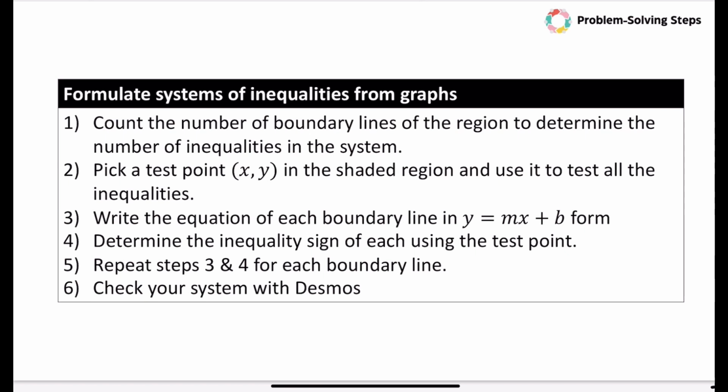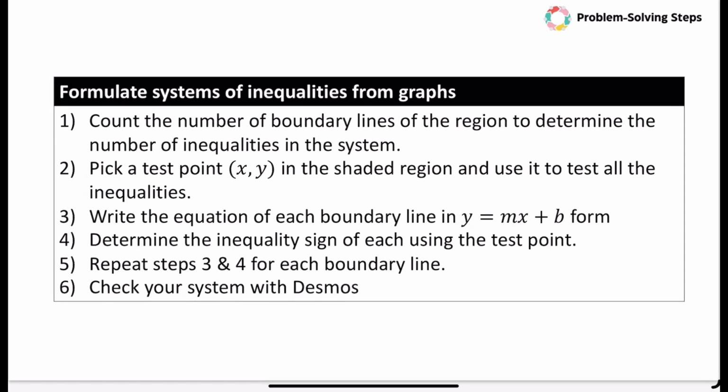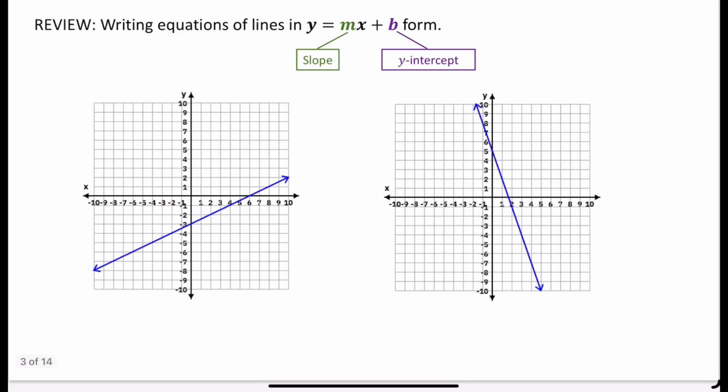To do this, we're going to start off by counting the number of boundary lines of the region to determine the number of inequalities in the system. Then we're going to pick a test point (x, y) that's in the shaded region representing the solutions and use it to test all of the inequalities. Then we'll write the equation of each boundary line in y = mx + b form and determine the inequality sign of each boundary line using the test point. Then we'll repeat steps 3 and 4 for each boundary line, and we can always remember to check our system with Desmos. So let's start off by reviewing how to write equations of lines in y = mx + b form.